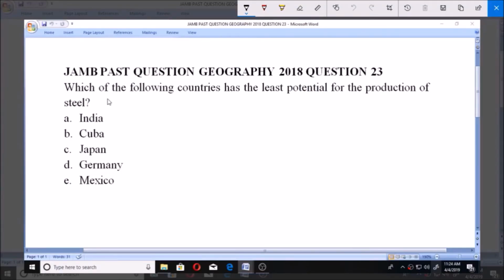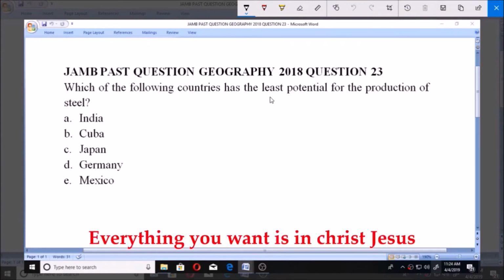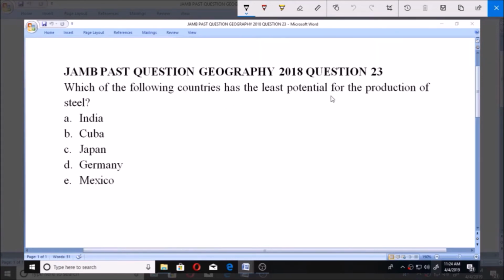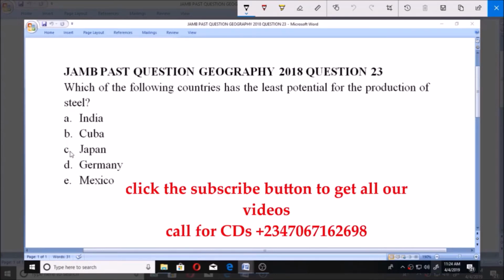Welcome. Let's look at this JAMB past question, Geography 2018, question number 23. Which of the following countries has the least potential for the production of steel? A, India. B, Cuba. C, Japan. D, Germany. E, Mexico.